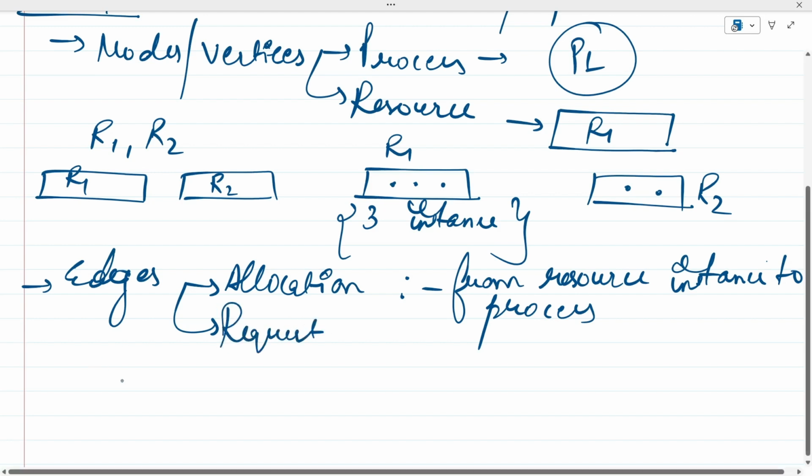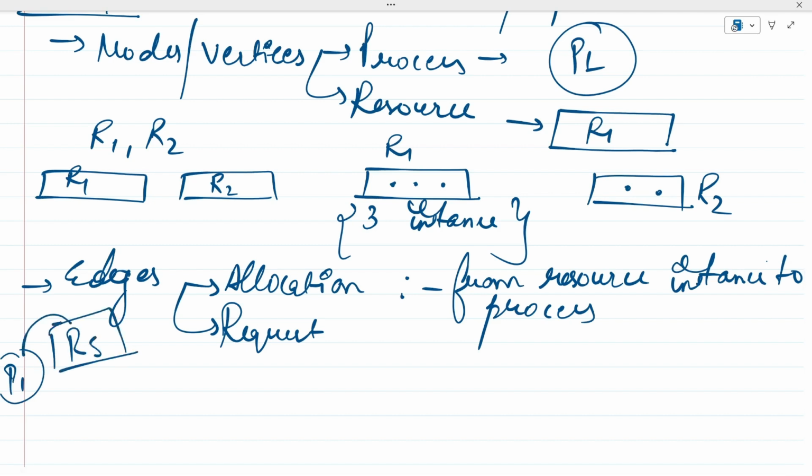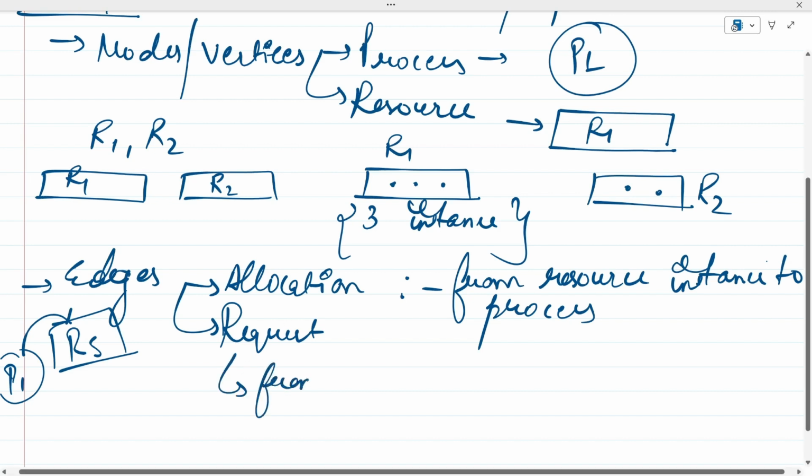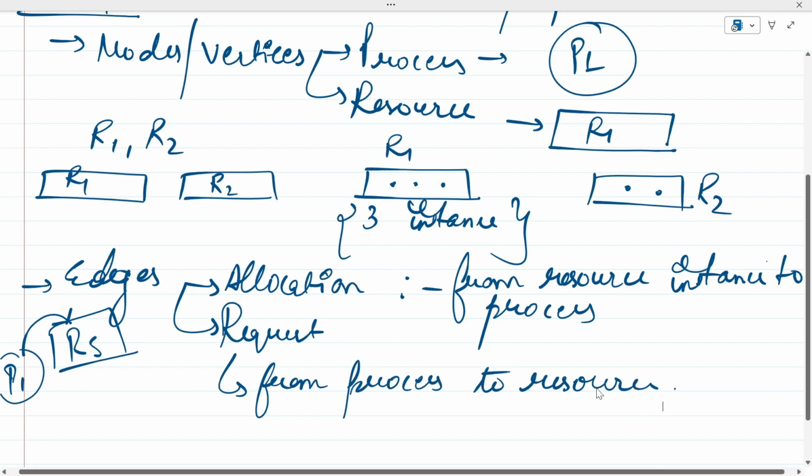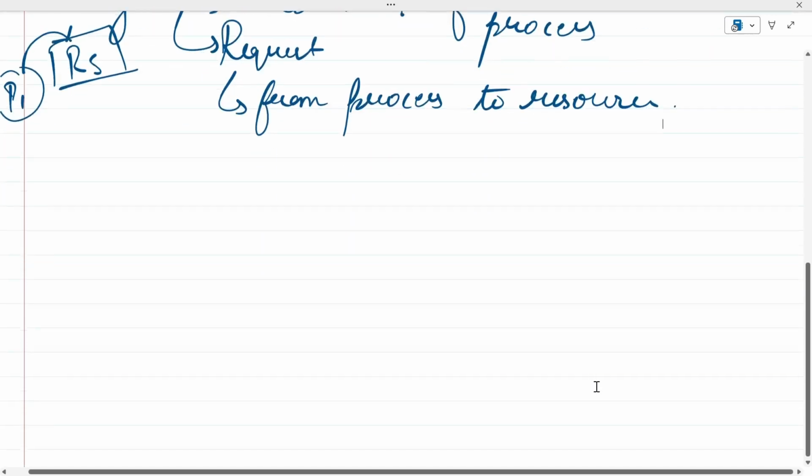The second is request. Let's say P1 is a process which wants resource R5. P1 requests R5 to get access. This is what a request is, and request means an edge from a process to a resource. So this is the basic theory about the resource allocation graph. Let's understand this with the help of diagrams.